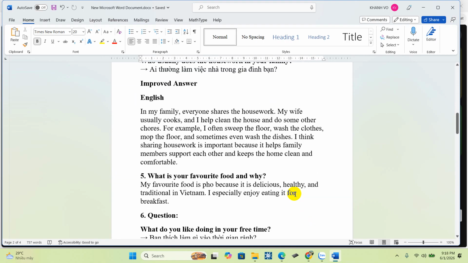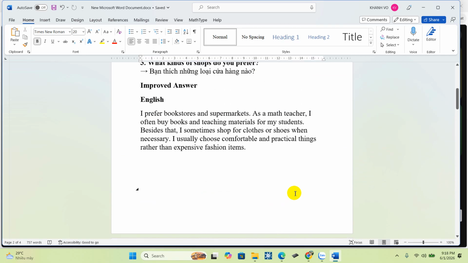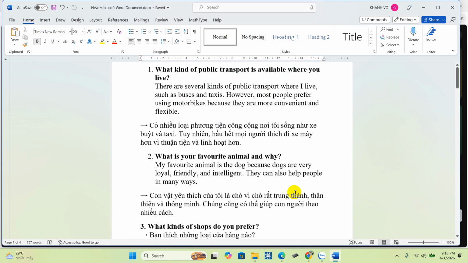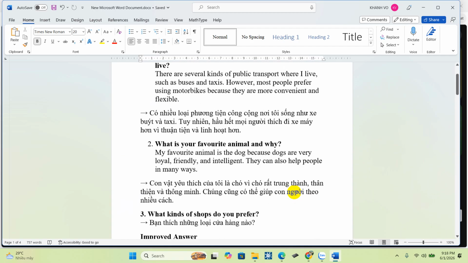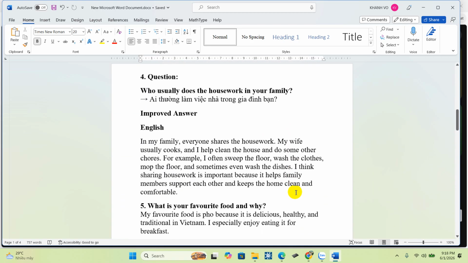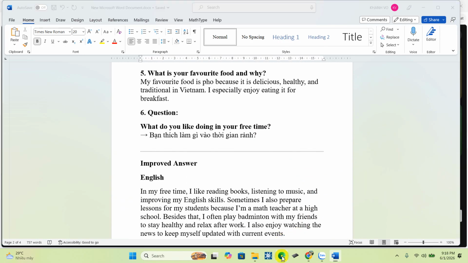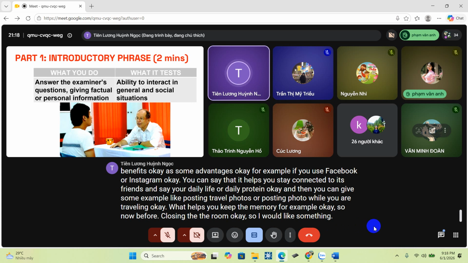Okay, which helps you keep good memory, for example. Okay, so now before closing the room, I would like something to take note.